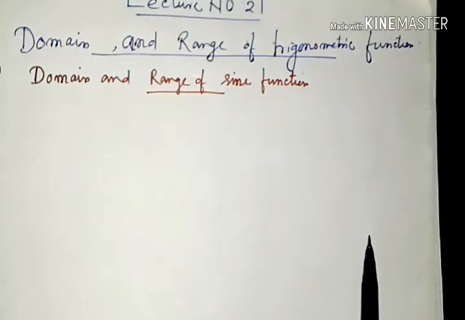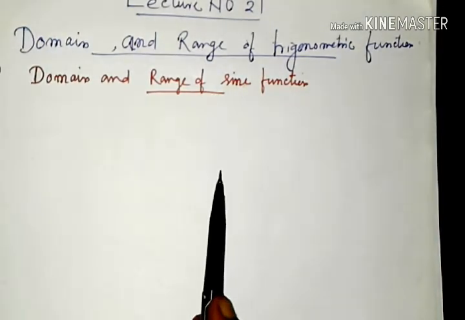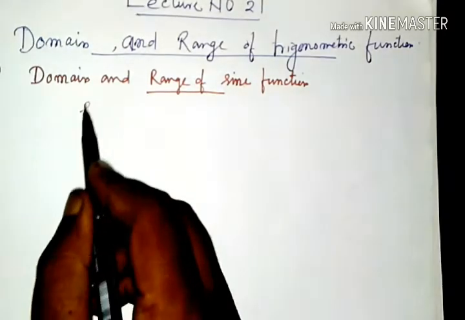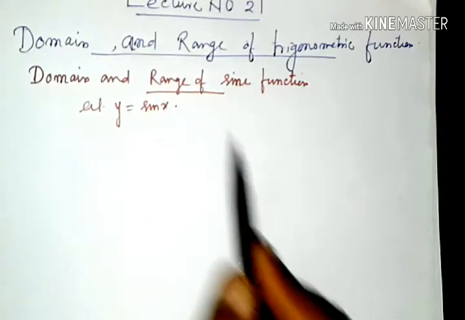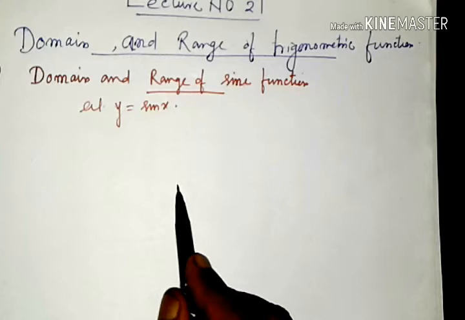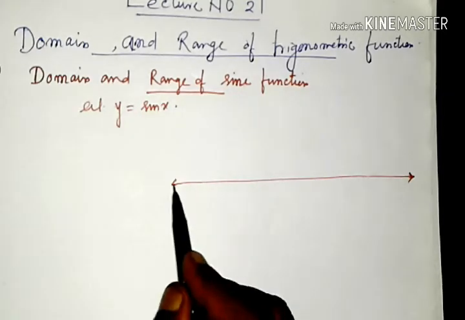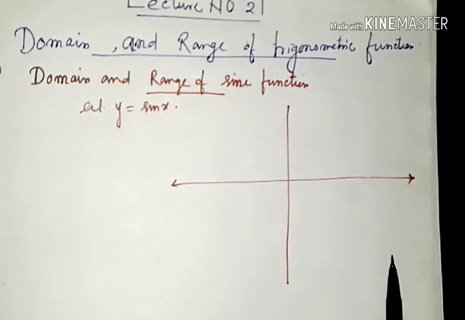So to determine the range or domain, we have to first draw the graph of the sine function. Let y is equal to sin x. So we can draw the graph as follows. We can draw a line. This is the x-axis and this is the y-axis.